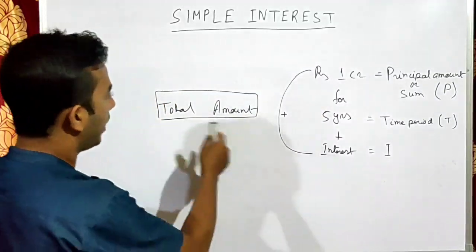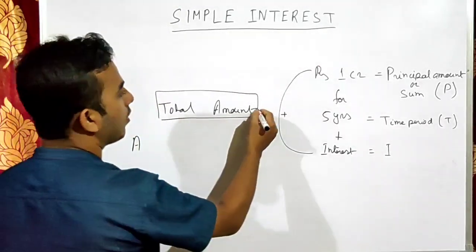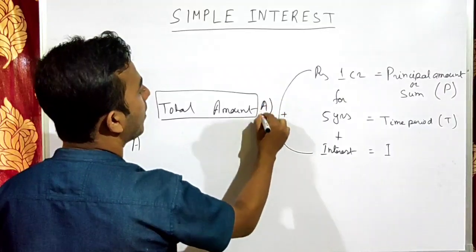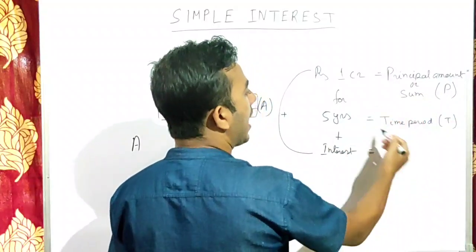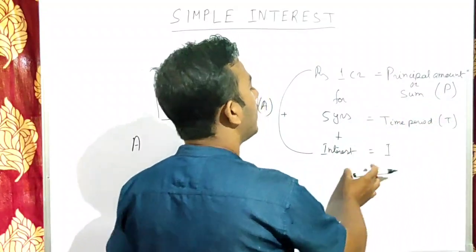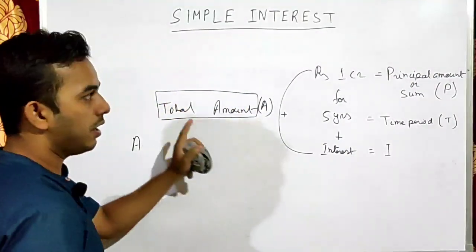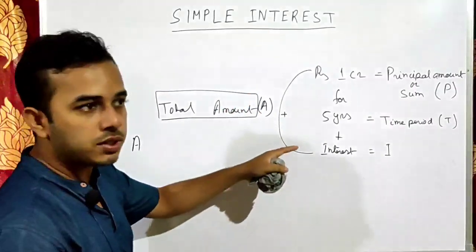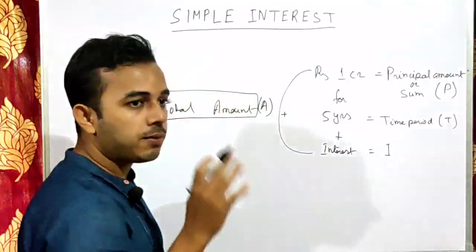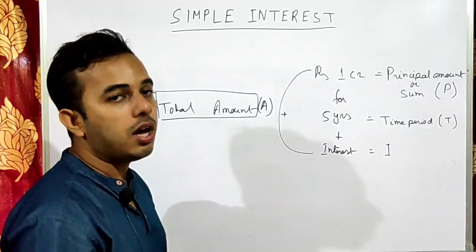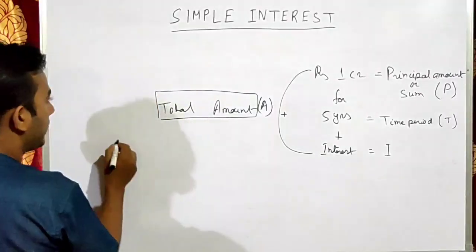Now look, total amount is represented by A. Principal amount or sum is represented by P. Time period is represented by T. Interest is represented by I. Up to this clear? Now from the total amount I have shown you, after 5 years I have to go to the bank with principal amount plus interest, and that makes the total amount which I have to return to the bank. So the total amount will be like this.